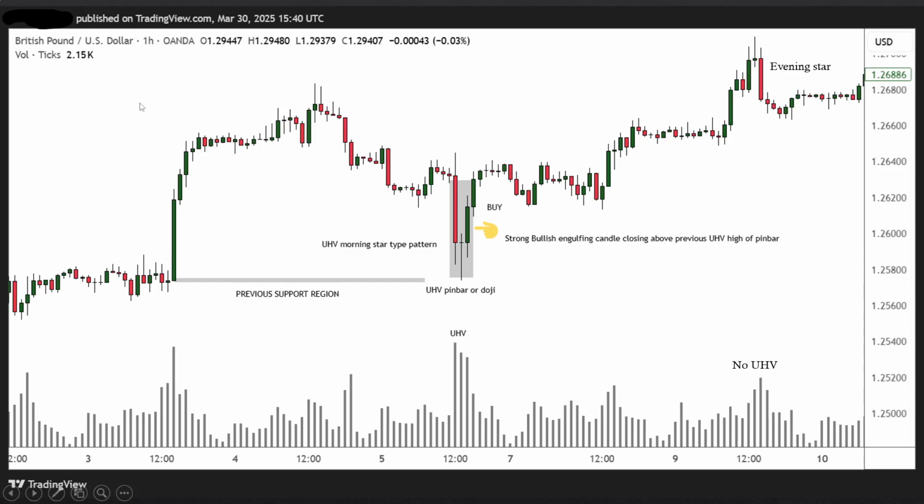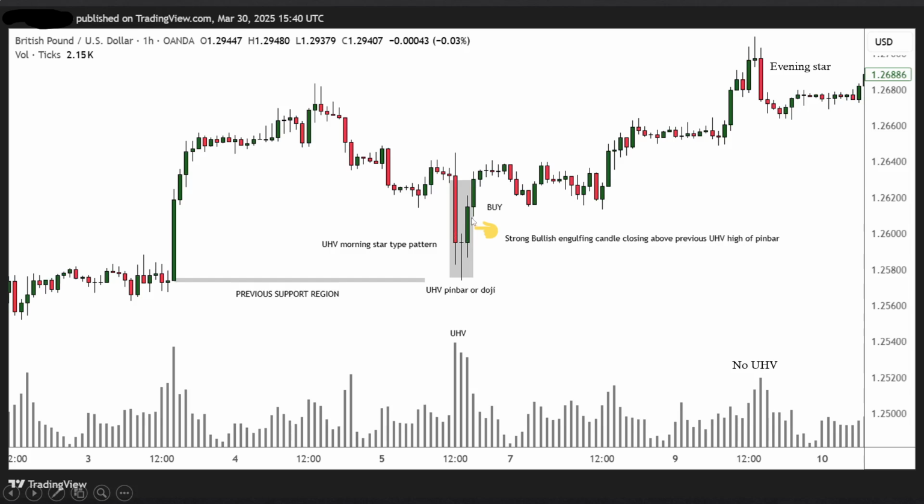Now this is the pound USD chart. Again, a 1-hourly chart. There is a support on the left side. You can project that, and exactly on that support there is a doji type, pin bar type, ultra high volume candle. Look at this candle size. This is a doji candle with ultra high volume on it. And now check out the next buy candle. This looks like a morning star as well.